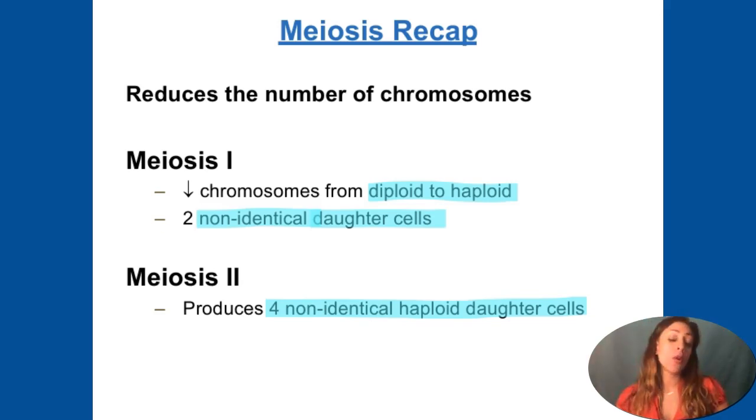Remember, the whole purpose of meiosis is to turn a germline cell, which has 46 chromosomes, so it's considered diploid, into gamete cells, which have half the number of chromosomes, so they are considered haploid. Remember, after meiosis 1, we have a reduction in chromosome number, and we're left with 2 non-identical daughter cells at that point. In meiosis 2, we're going to produce 4 non-identical haploid daughter cells, which are going to become our eggs and our sperm.